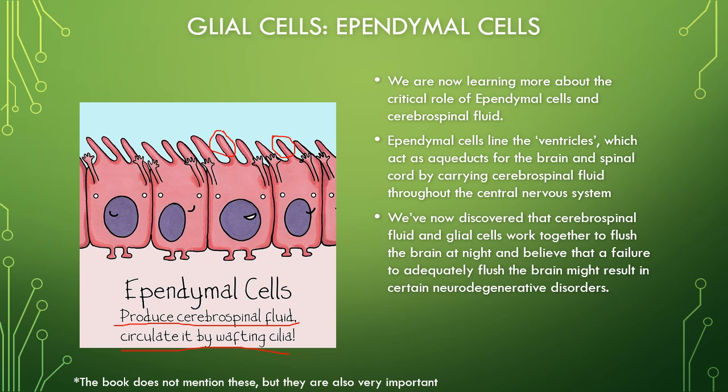And what we've discovered, there have been a number of different researchers working on these things, is that this flush is really important for getting all kinds of toxins and dead tissue and other things out of the brain. So, this tends to happen at night. And one of the things that we think is a failure to do this because of different blockages or problems with the ependymal cells or all kinds of things like that can actually lead to neurodegenerative diseases like Alzheimer's, for example, or dementia. So if you have a little bit of time, you could watch this video.